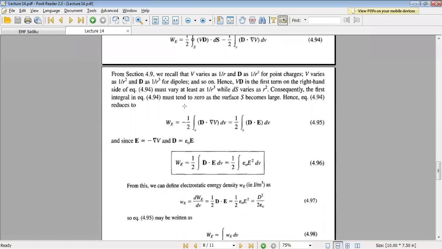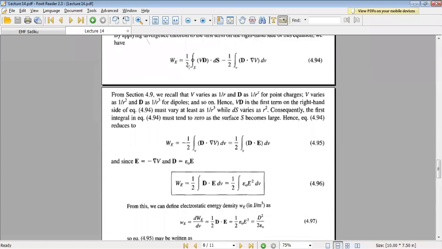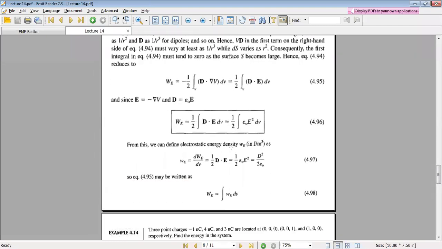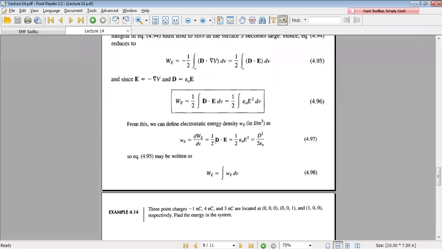So W suffix E equals, the first term goes to 0, and coming to the second term, minus 1 by 2 integral V del dot D, which becomes D dot del V. In this case we substitute E equals minus del V. So finally you can get the electrostatic energy density W suffix E as dW by dV, and then you get this equation: 1 by 2 D dot E bar, and again this equation is rewritten as 1 by 2 epsilon naught E square. Now what is the D bar value? D bar equals epsilon into E. Just substitute the value and you can get this equation.